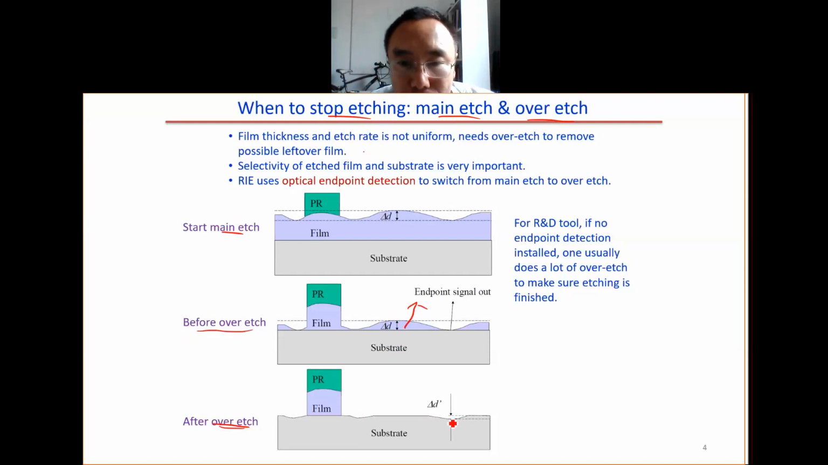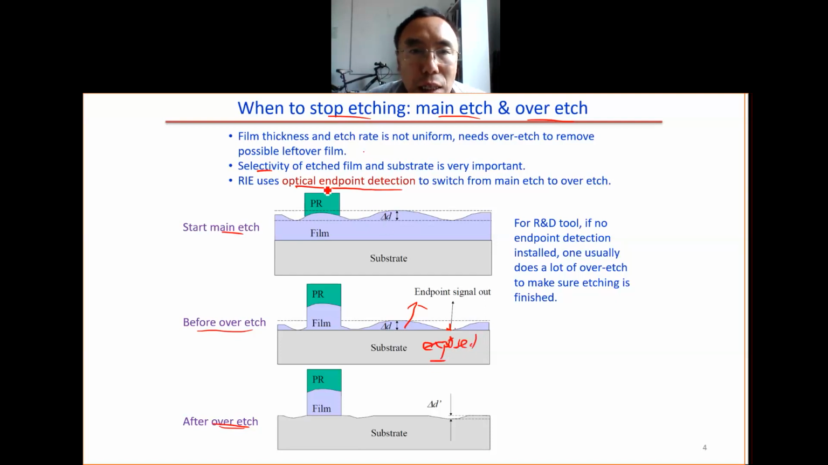As you can see, some of the substrate material may be etched. But this depends on the selectivity between the etched film and the substrate. Obviously, the higher the selectivity, the better. There will be less etching into the substrate. And now the question is, when can we know the etching has reached the substrate? This can be done by optical endpoint detection, so we can tell when the substrate gets exposed.